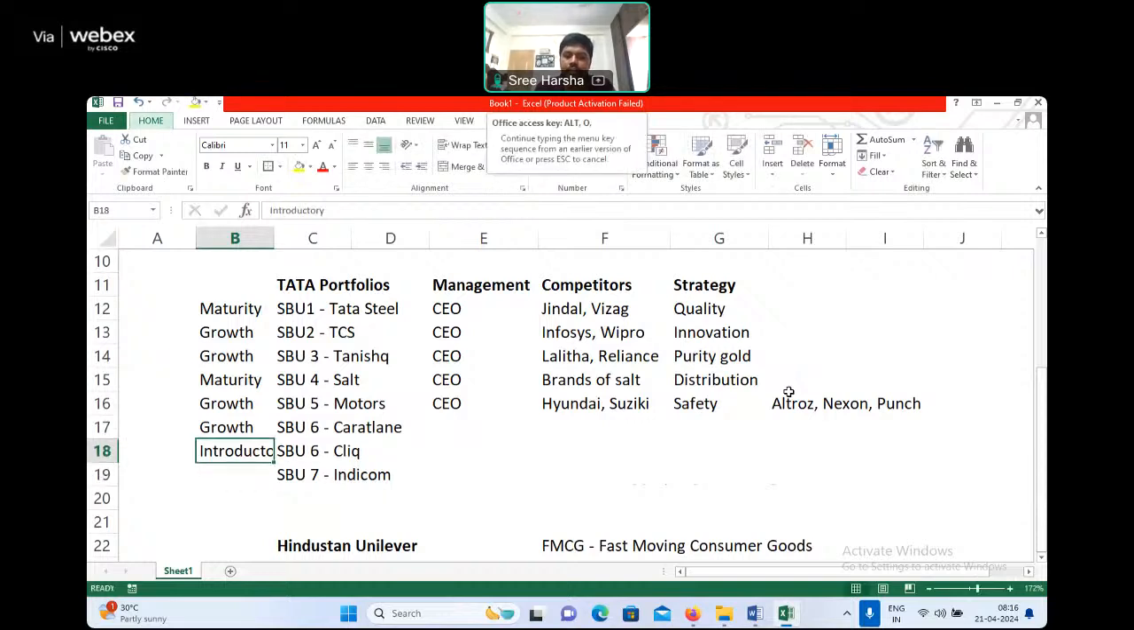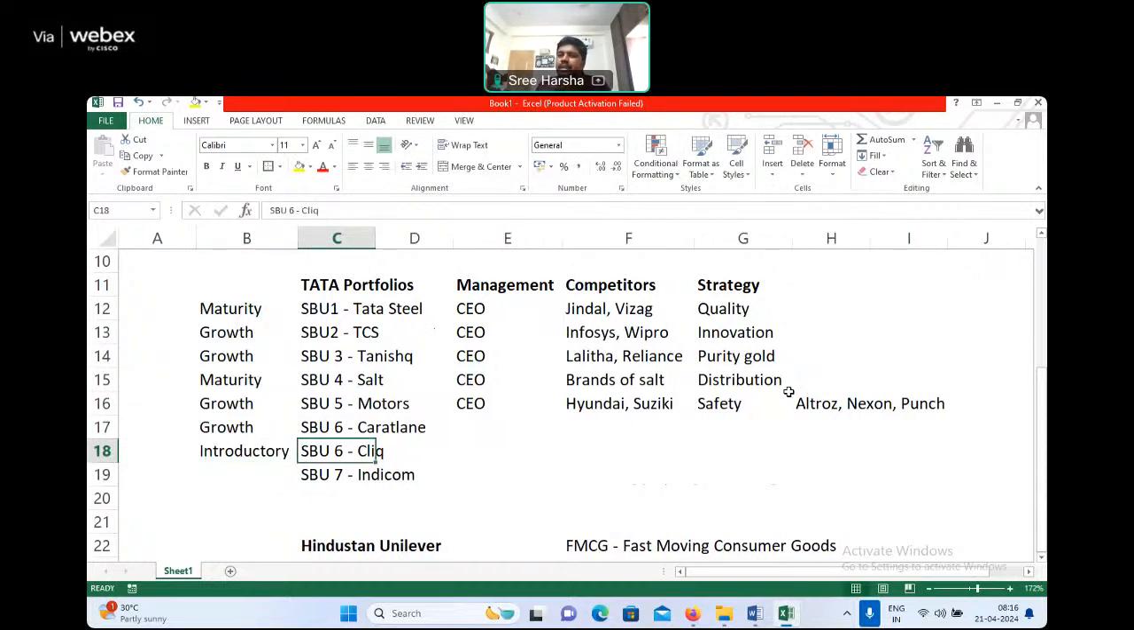Tata Click is in introductory phase. I mean, the industry is in maturity, but Tata Click is a very new entrant. It is almost a 5 or 6 year old entity. Tata Indicom, a telecom company, is in decline phase. That's the reason they shuttered it. In fact, Tata Indicom is not there today. They shuttered it down, and Tata Docomo was also shuttered. They had 2 companies, Indicom and Docomo. Both were shuttered by Tata Group because they incurred a lot of losses.